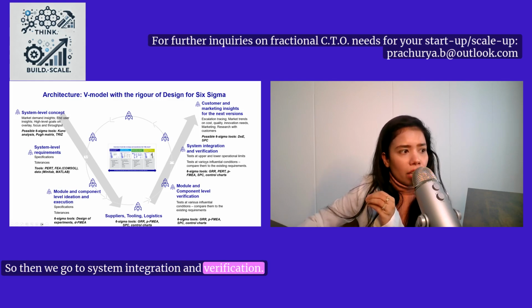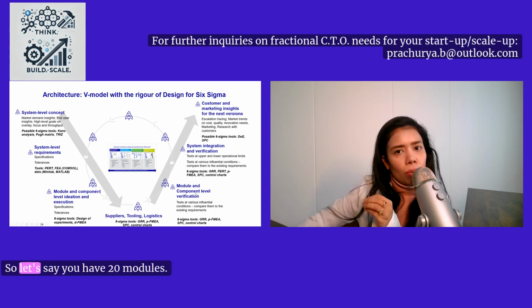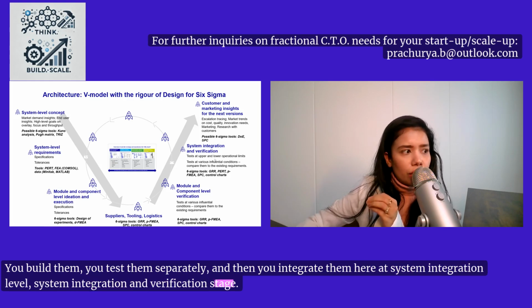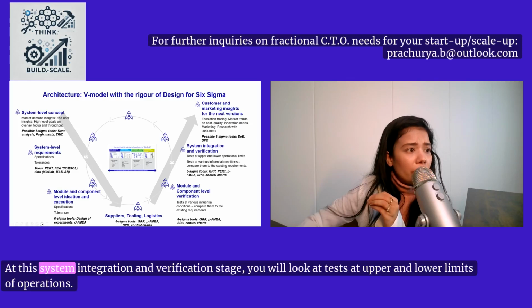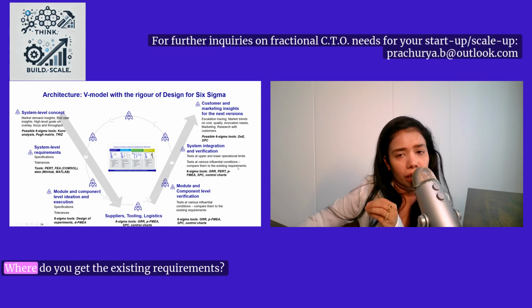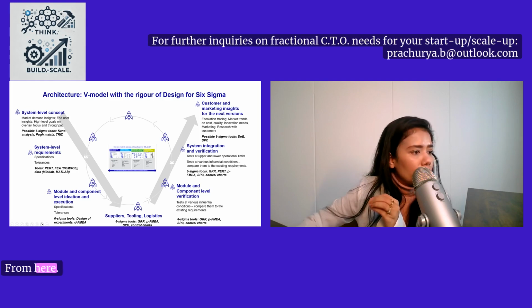Then we go to system integration and verification. So here are modules. Let's say you have 20 modules. You build them, you test them separately, and then you integrate them here at the system integration and verification stage. At this stage, you will look at tests at upper and lower limits of operations. You test at various influential conditions, and compare them to the existing requirements. Where do you get the existing requirements? From here. And from here, sometimes from here.